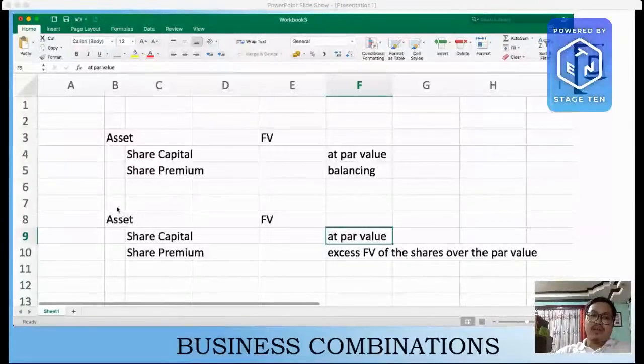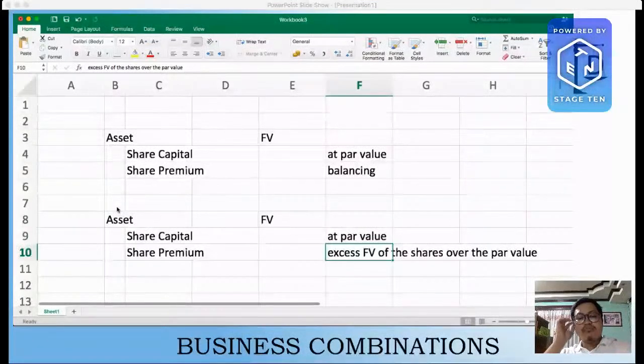There's no need to recognize another asset when you're acquiring an item of PPE per PAS 16, because the rule is to record the asset at the fair value of the asset acquired, and the share capital is always at par value and the share premium will just serve as your balancing figure. But in a business combination, the asset acquired is still measured at fair value, but the shares issued should also be recognized at fair value.